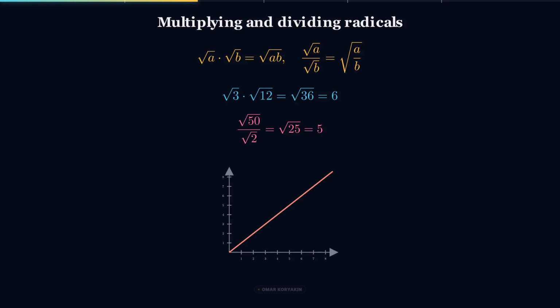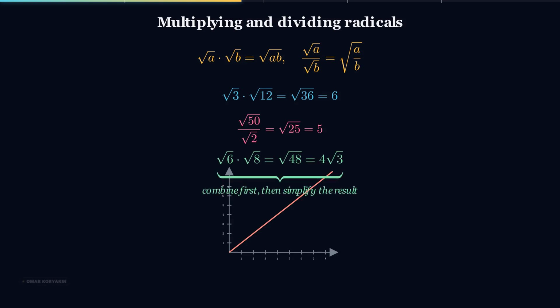When the radicand after combining is not a perfect square, simplify it as a regular radical. The square root of 6 times the square root of 8 equals the square root of 48. 48 has the perfect square factor 16, and 48 equals 16 times 3. So the answer is 4 times the square root of 3.